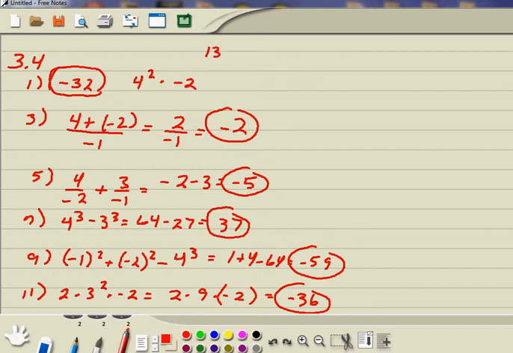Number 13, it says they're plugging in variables this time. So they're plugging in a for x. So it's going to be a times a squared times a. And we know this is the same as saying a to the 1 power. And we add the powers together, so it becomes a to the 4th power.